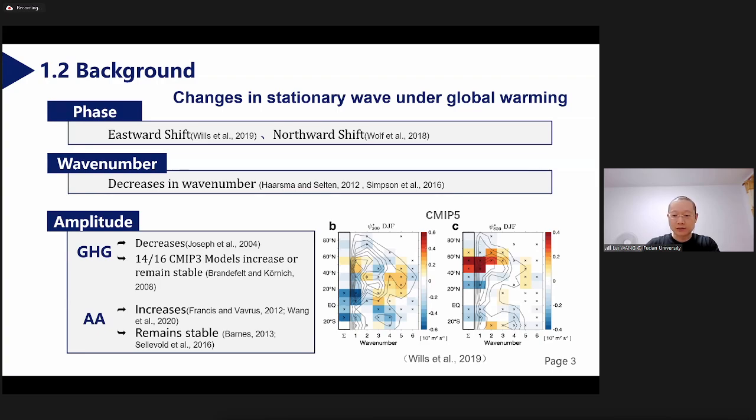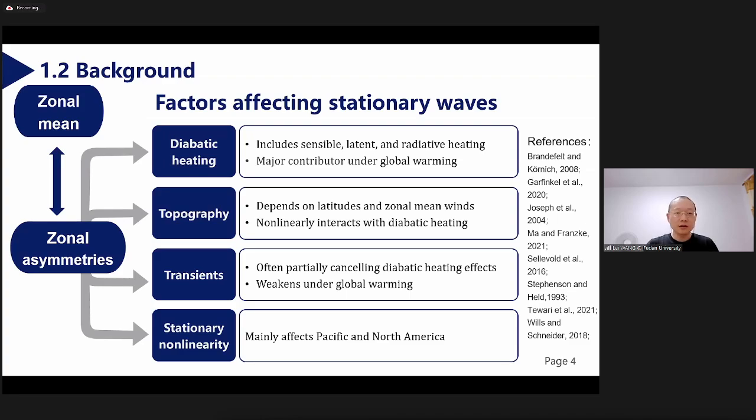So I think why don't we look at the observed stationary wave in the past several decades to see what we can learn from the observations. A little bit about the background: if you attended the public lecture yesterday, Ruby Leung nicely introduced stationary waves and their impacts on climate change. If we look more into the details, the stationary wave response is a function of changes in the zonal mean as well as zonal asymmetric forcings like diabatic heating, topography, transients, and stationary nonlinearity, among which diabatic heating and topography are most important.